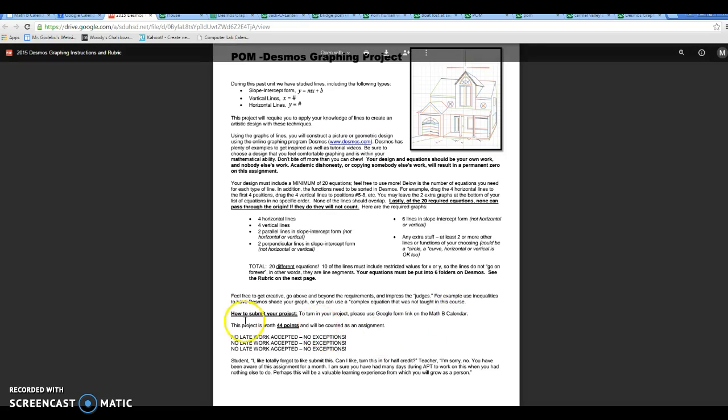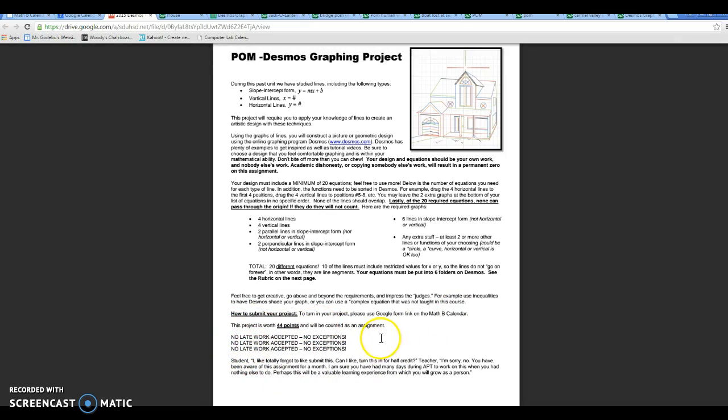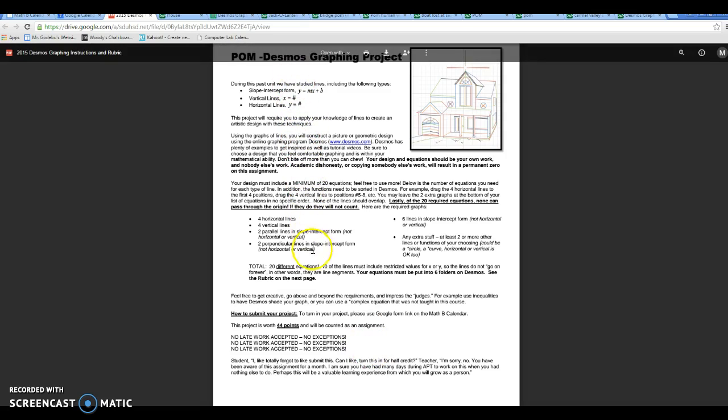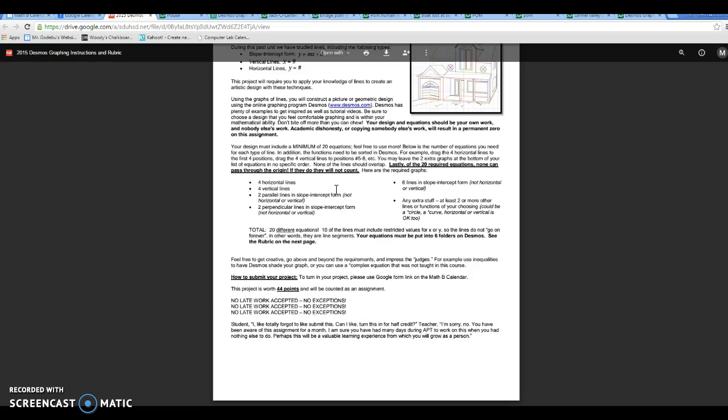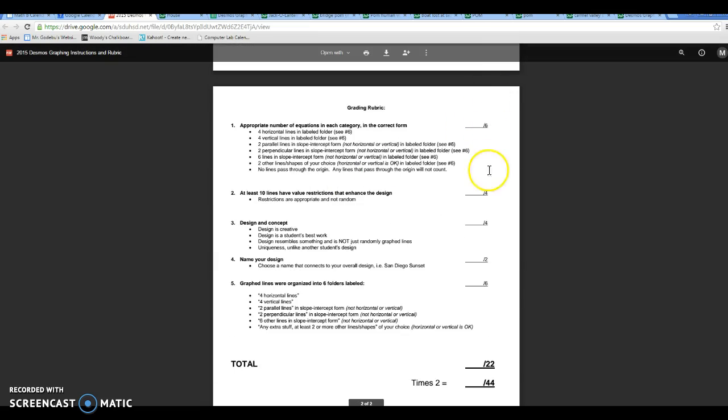It's worth 44 points, and as you can see, there is no late work. So please read through this instruction set very carefully. Of course, it's got to be your own work, and you're just basically acknowledging that if you copy and paste something, you are giving yourself a 0 on this assignment. The next page is just the rubric on how you're going to earn your full 44 points. Basically, it adds up to 22, and then we double that. So have a look at how to do this, and there will be another video about creating folders, so look for that on my website too.